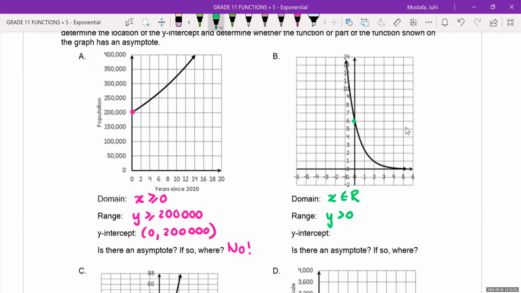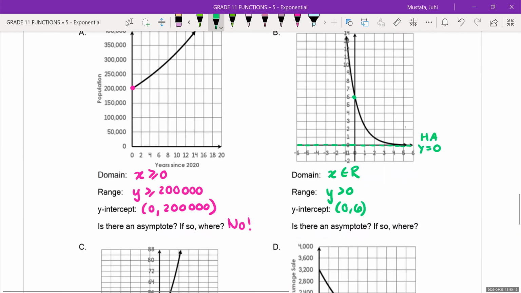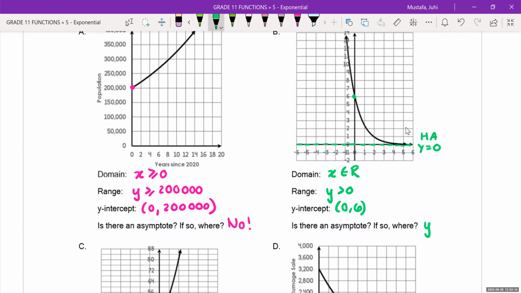The y-intercept, we can actually just read off the graph. It's going to be 0, 6. And it's pretty clear that in this example, your asymptote is going to be right in here because that's where our line starts to level off. So it's a pretty good guess. So I'm going to say there's a horizontal asymptote at y is equal to 0.